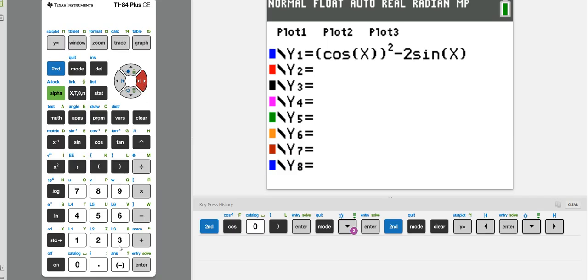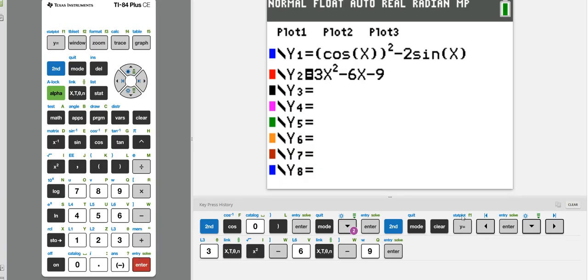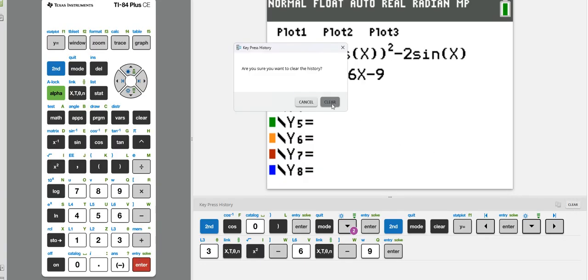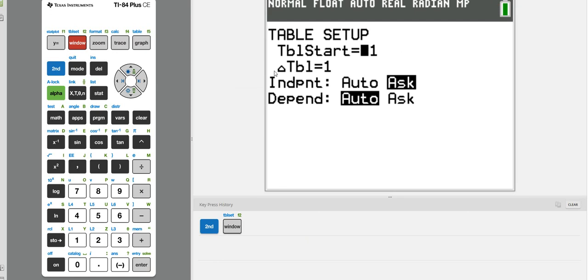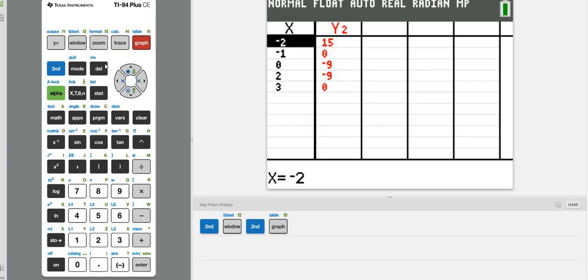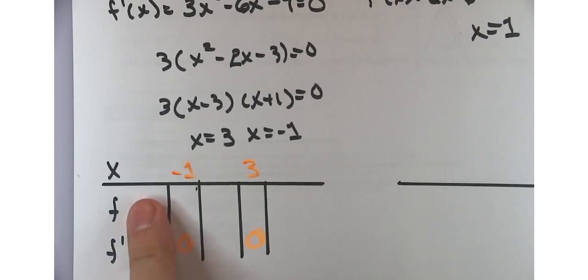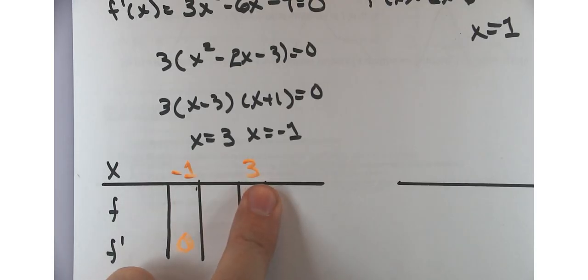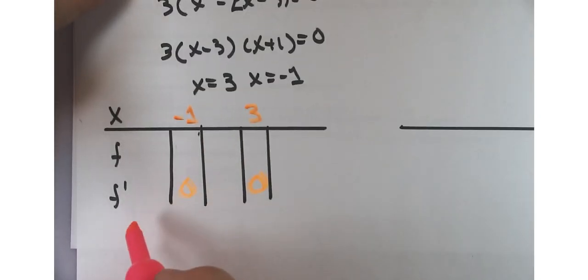So let me put in 3x squared minus 6x minus 9. That's my function. You can put yours in y1. It doesn't really matter so much. Our table setup should be like this. We've discussed that before. Hopefully that's not a big deal at this point in the course. Let's go to our tables, delete all these old points, start afresh. I need some points to the left of negative 1, between negative 1 and 3, and then to the right of 3. So I need some test points. Suggestions as to some test points?